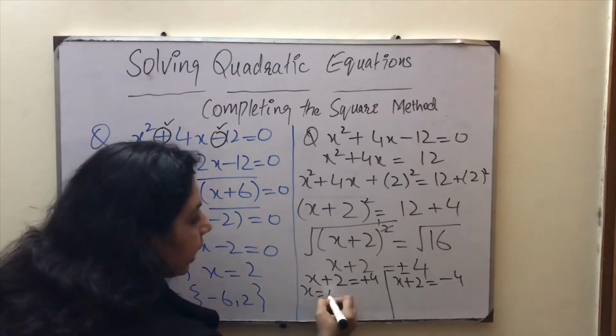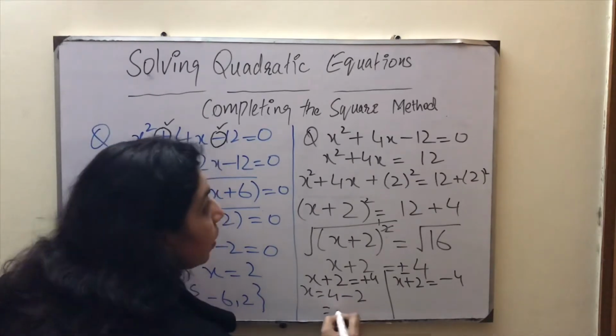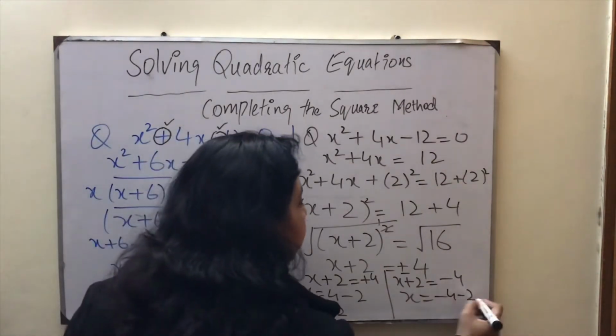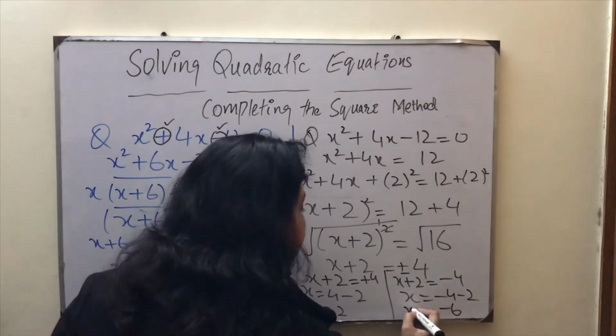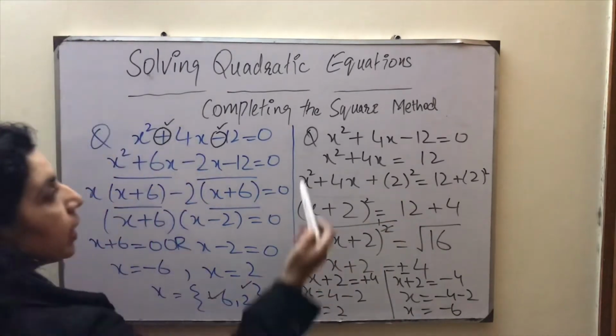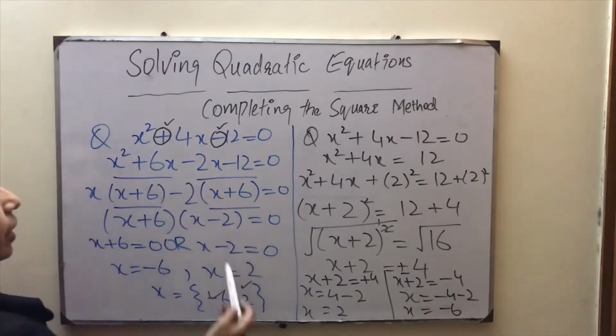Now I will take this 2 to the other side. 4 minus 2 is 2. The first answer, x equals minus 4 minus 2, and we shall have minus 6. This is the second root. Now you can see from both methods you have the same roots. This is the completing square method and this is the factorization method.